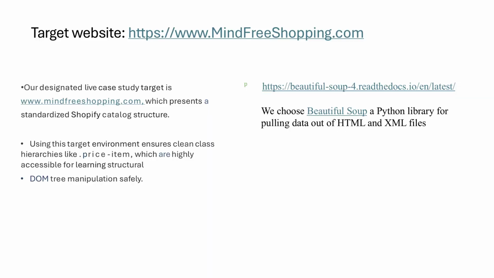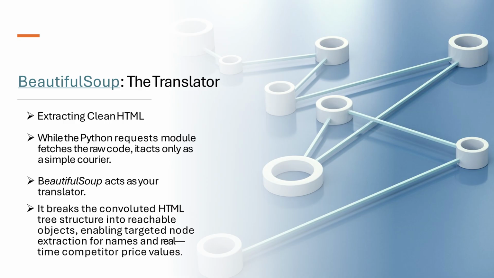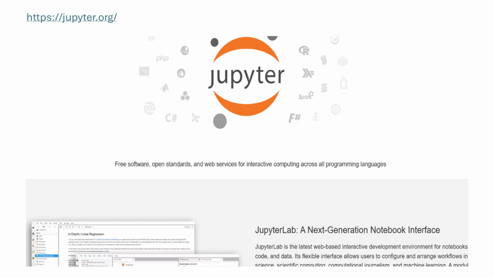Now, we select a Python library for pulling data from the website of the chosen business. We choose Beautiful Soup, a Python library for pulling data out of HTML and XML files. The web link for this library is given below: beautiful-soup-4.readthedocs.io/en/latest. Finally, it's time to identify an IDE tool of your choice.